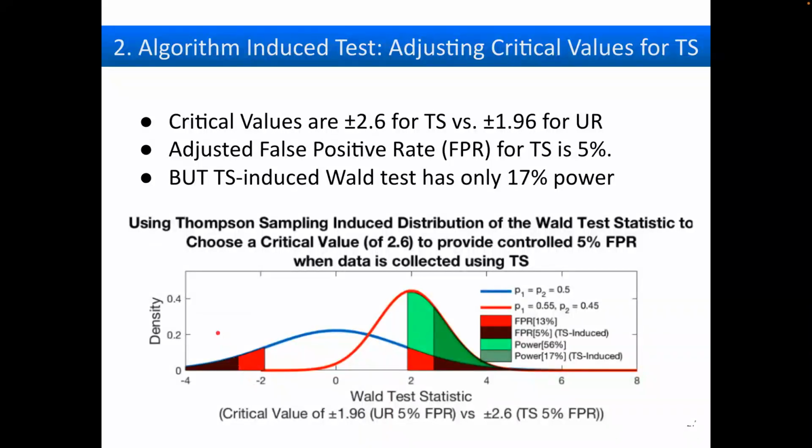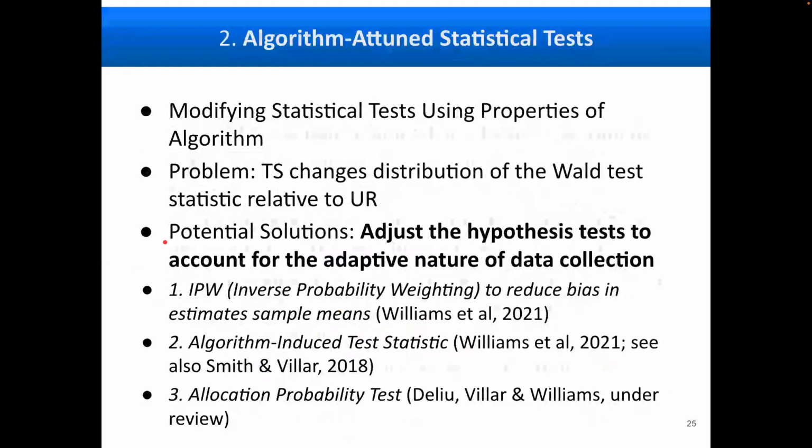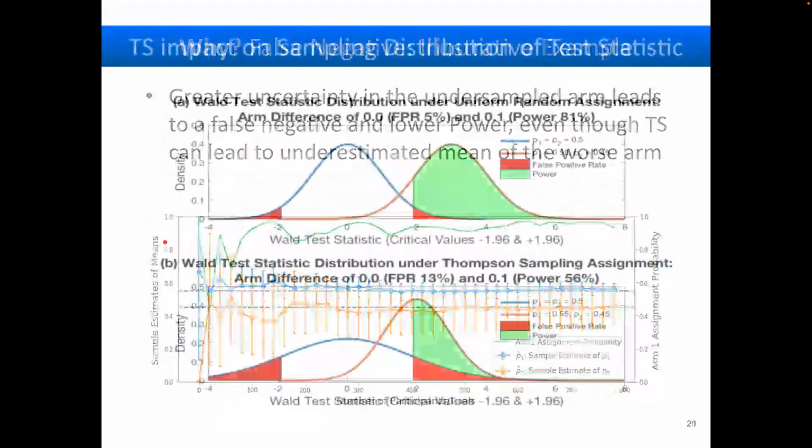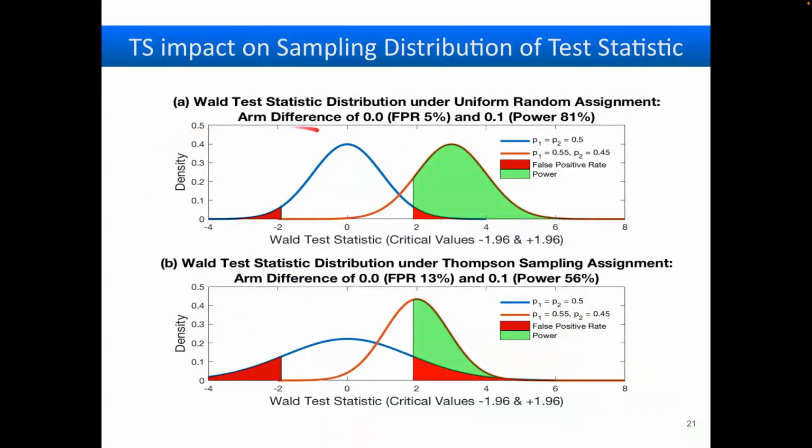Okay. And so the challenge here is that this is the Thompson sampling induced distribution of the overall test statistic. Here you see the overall test statistic, p1 minus p2 with the standard error of the difference, under uniform random assignment. This is where you get your chosen false positive rate of 5% and power of 81% if there's a 0.1 difference, right? And you can see where the critical value of 1.96 gives you 5%.